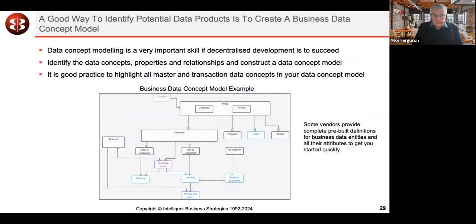And one way to do this that a lot of people are now doing, because it's working well in business, is to create a data concept model, work with the business to describe the data concepts used in your business, and then for every one of those, we can turn those into data products.